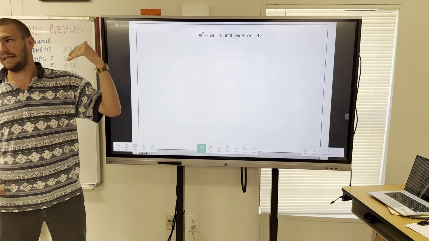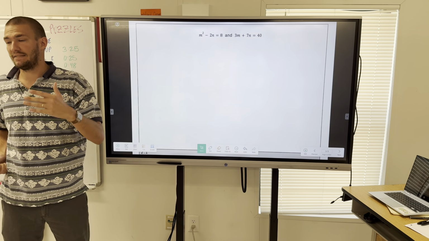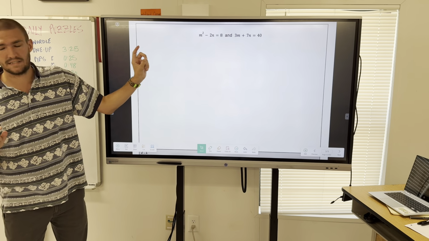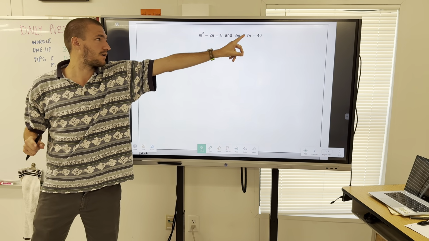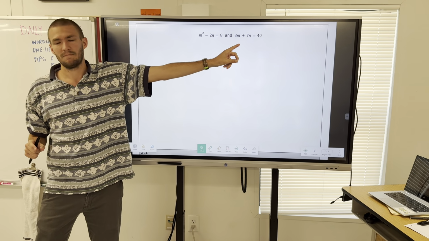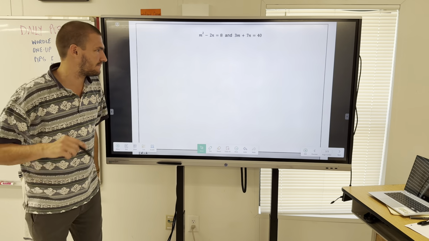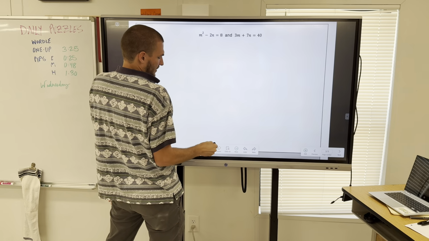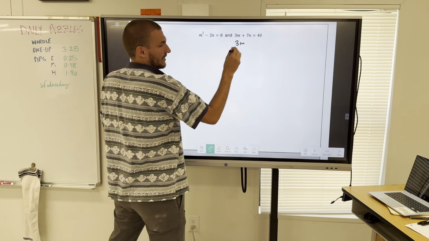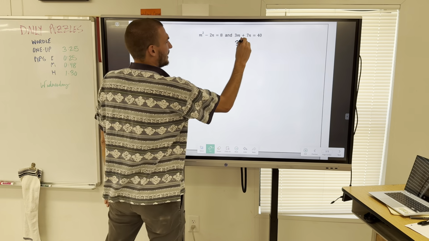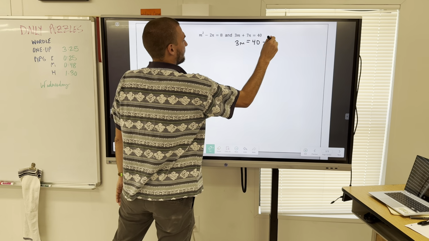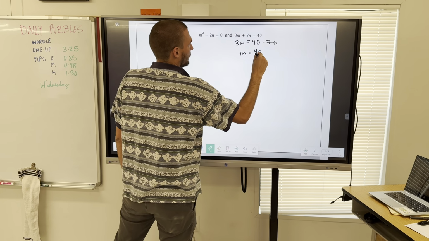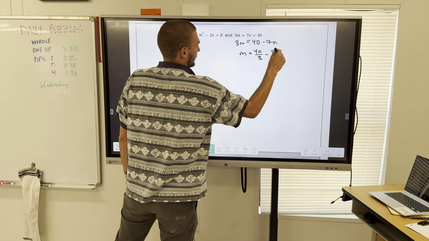Pick one to isolate, which one is best. And there's a lot of different strategies here. Second. Okay, so the second, are you meaning the second equation? Yeah. Okay, which letter you want? M. So we're going for M on the second equation. Sure, let's do it. We don't have time to debate. Make sure you're writing small for this one. 3m equals 40 minus 7n. Sure, divide by 3. M equals 40 over 3 minus 7 over 3n.